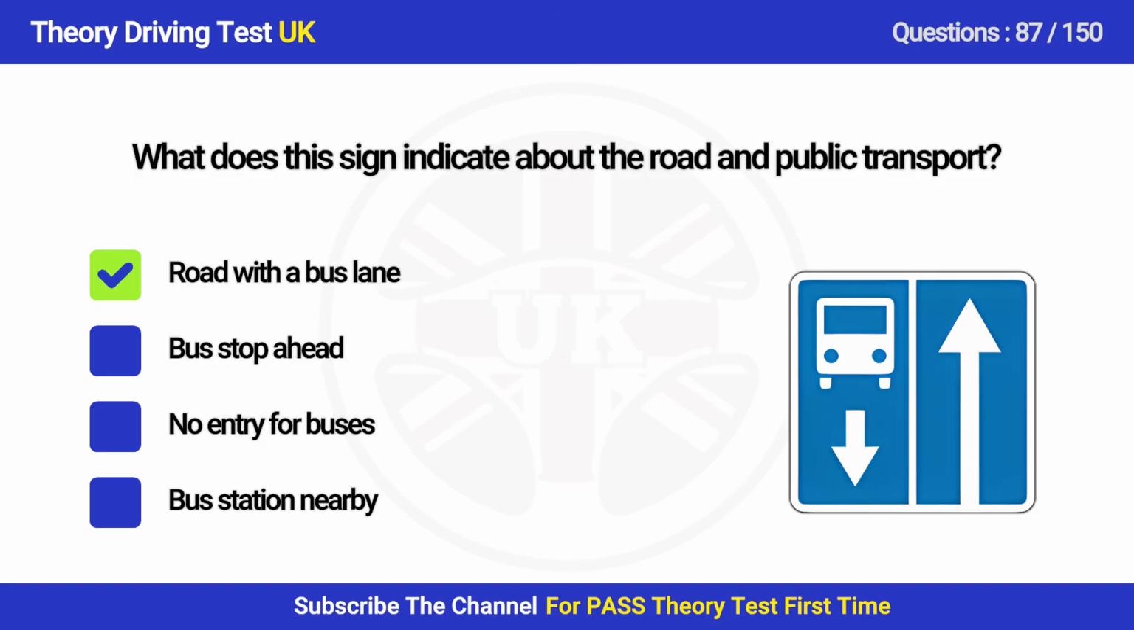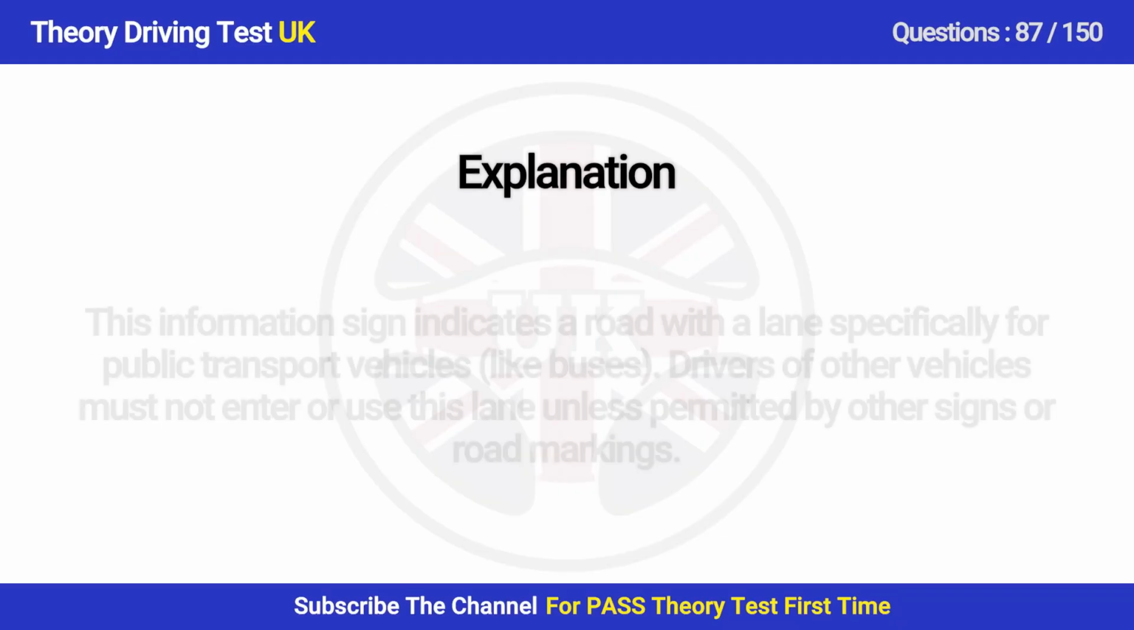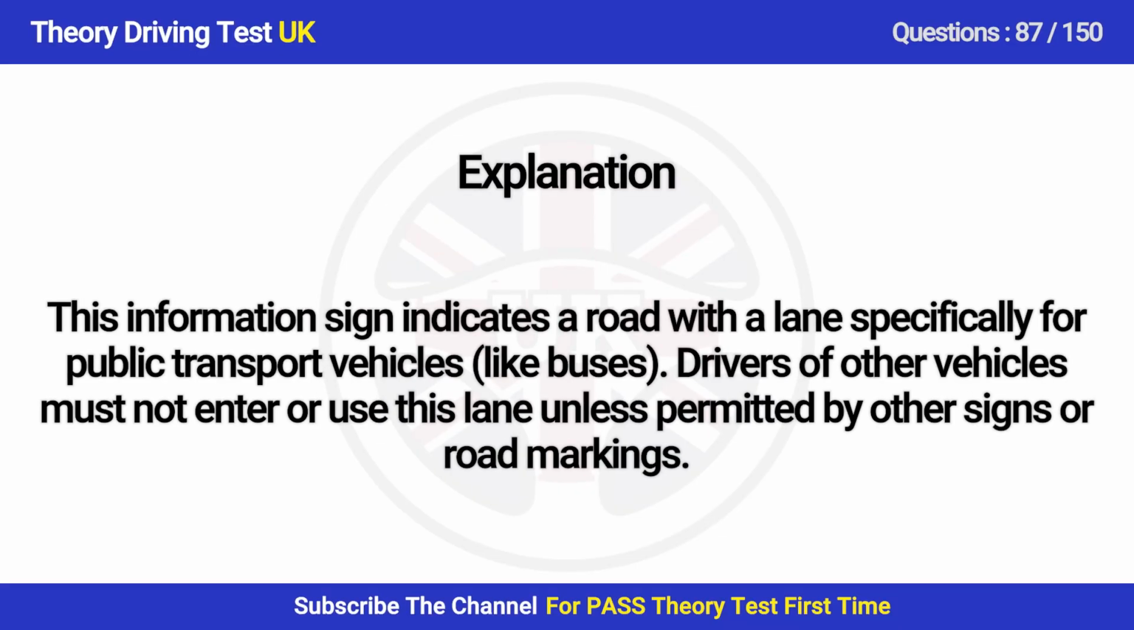Answer is A. Road with a bus lane. This information sign indicates a road with a lane specifically for public transport vehicles like buses. Drivers of other vehicles must not enter or use this lane unless permitted by other signs or road markings.